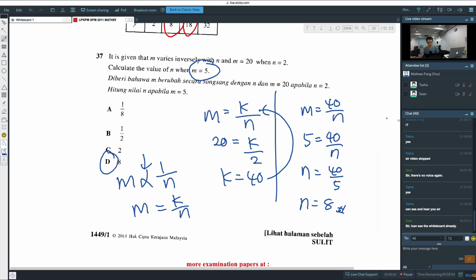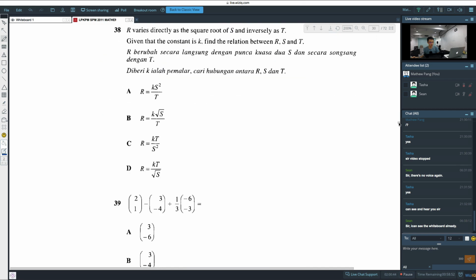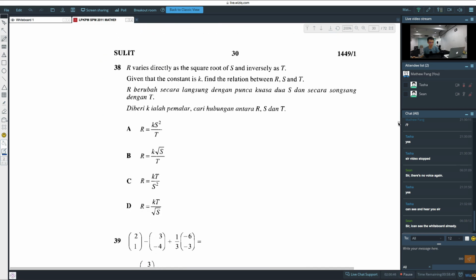Okay, 3 more questions to go. Like this one, the question says R varies directly. That means k should be at the side here. Varies directly as the square root of s, and inversely means at the denominator, at the bottom, as t. Just like this, then you can get the answer directly.